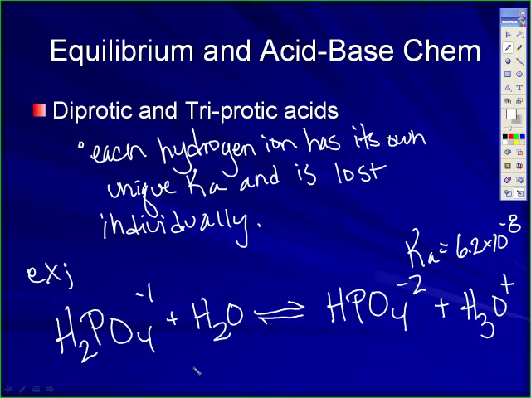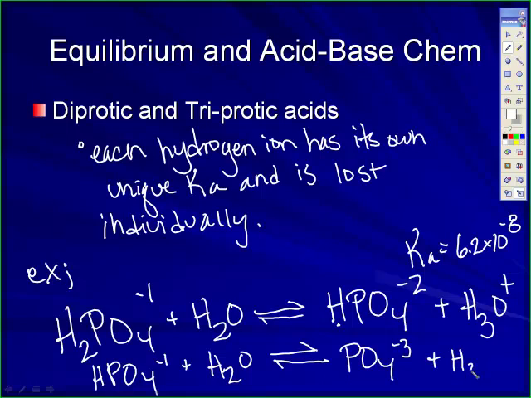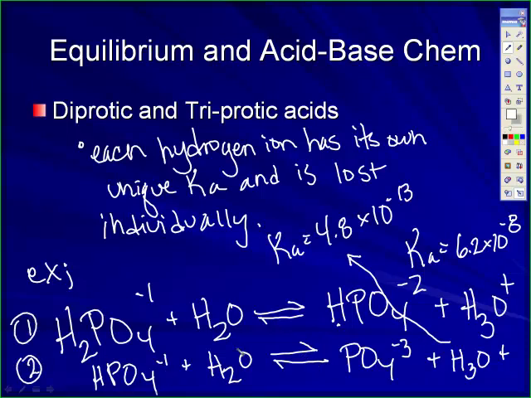And there's no units on Ka. I meant to mention that earlier. No units there. When this guy loses its second hydrogen, with one hydrogen ion remaining, it becomes PO4 negative 3 plus H3O plus. The Ka for that is 4.8 times 10 to the negative 13th. So they each have their own unique Ka. It happens one at a time, and we can see in this case that this acid is stronger than this acid because its Ka is quite a bit larger.